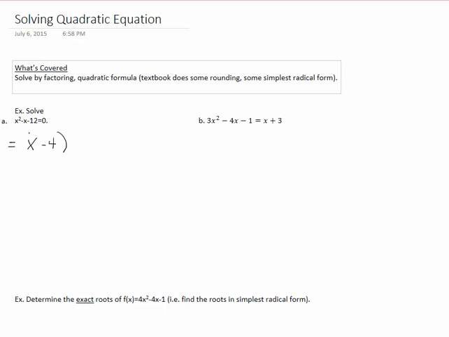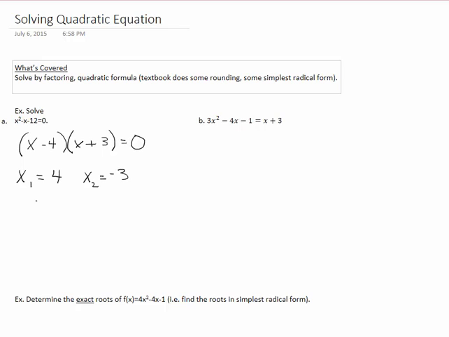We need two numbers that multiply to be negative 12 and add to be negative 1. So our magic numbers are negative 4 and positive 3. And I'm just going to fix, I don't want that equal sign there because actually I need my equal sign at the end because we're making all of this equal to 0. So what our answer is here is that x can be positive 4 or x can be negative 3.